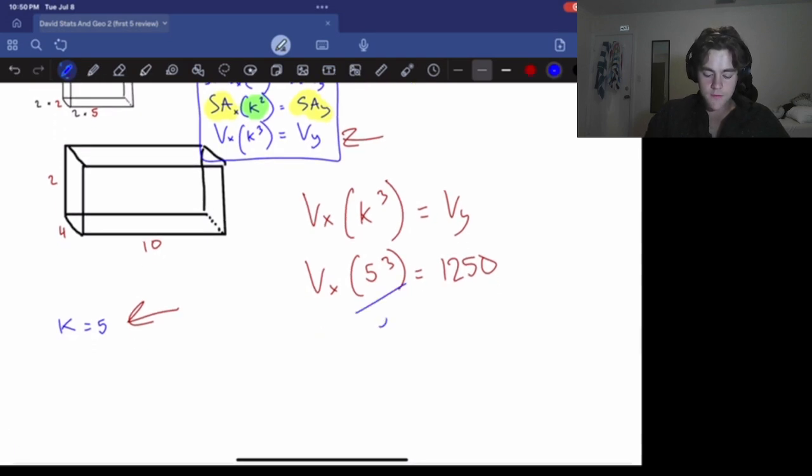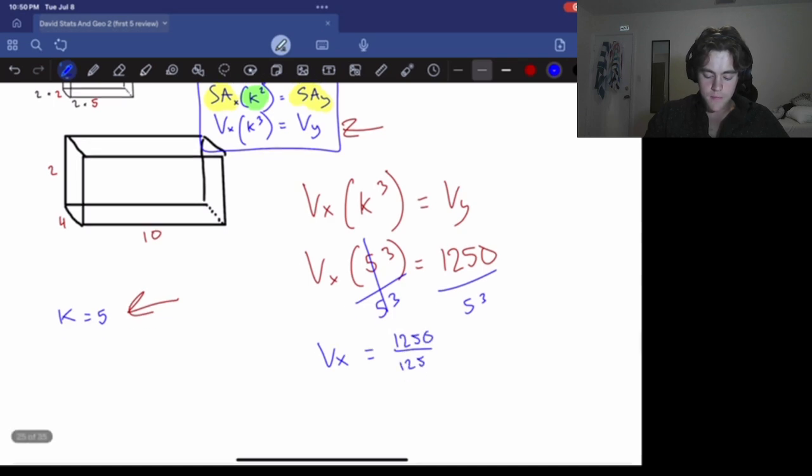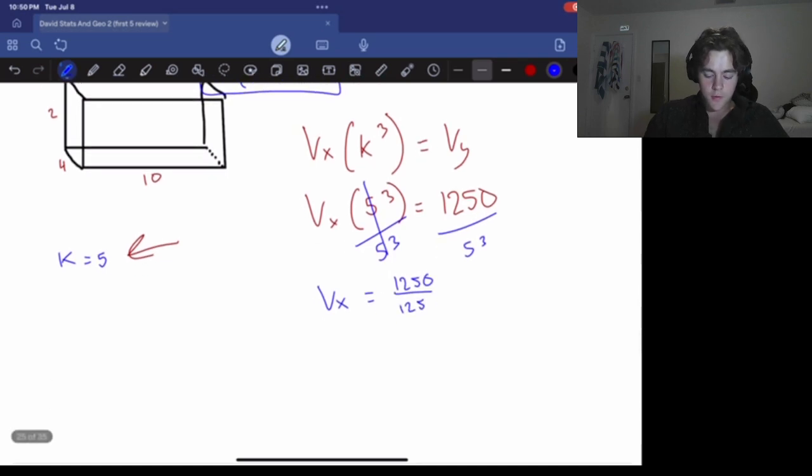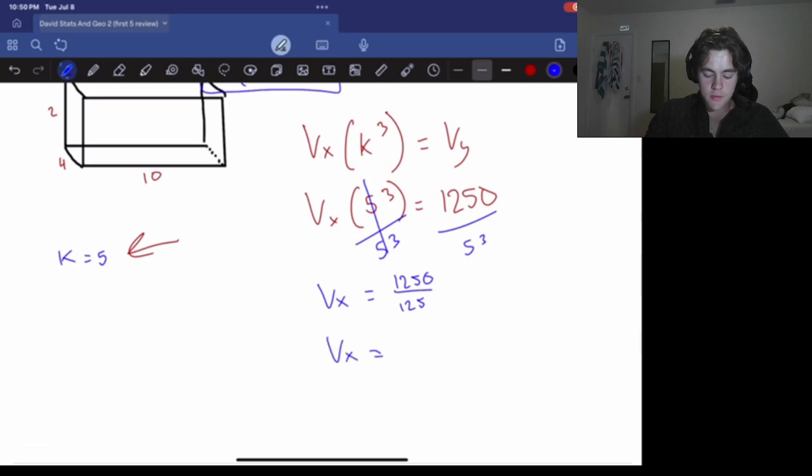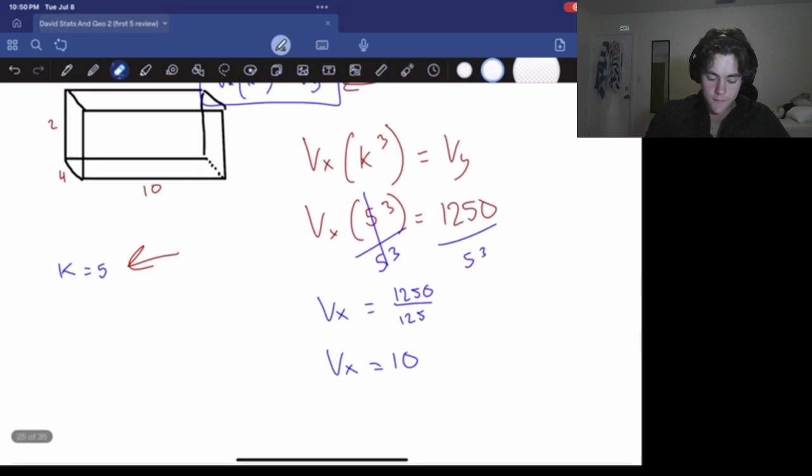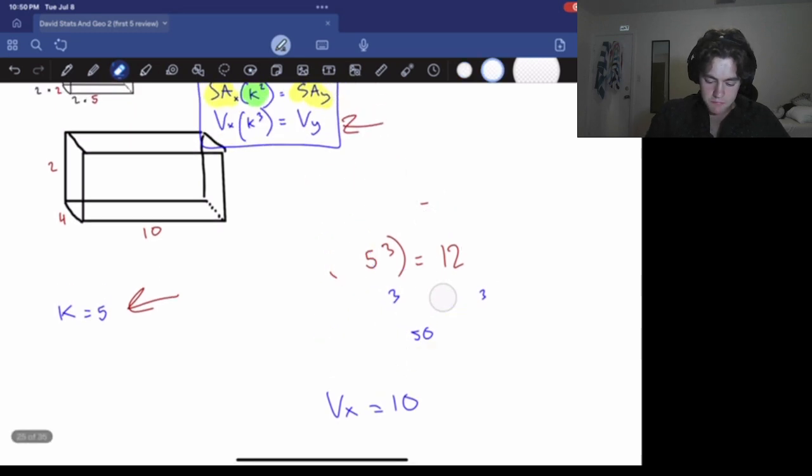So divide by 5 cubed, divided by 5 cubed. These cancel. We get Vx equals 1250, and 5 cubed is just equal to 125. So we get V of x equals 1250 over 125. So V of x is going to equal 10. Okay. Well, now we found V of x. There's not really much left we have here.